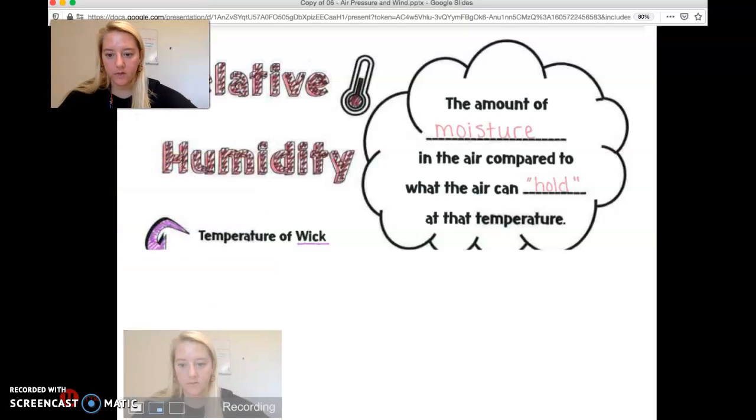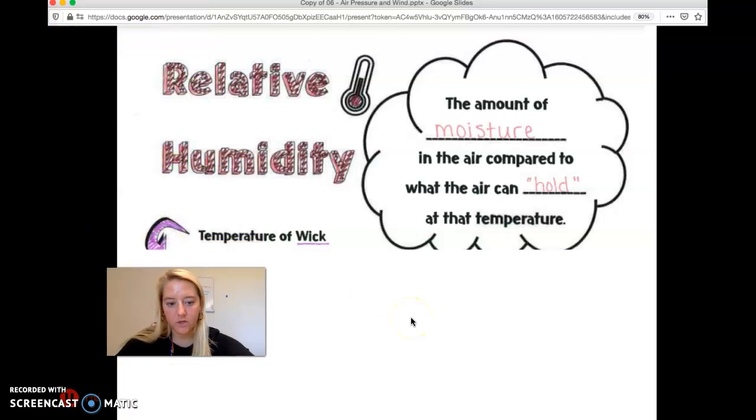Here's where our notes start. So relative humidity is defined as the amount of moisture in the air compared to what the air can hold at that temperature. So there is a threshold of water vapor that can be accumulated in the air. When we reach 100% humidity, that means that we are holding as much water as possible. There's as much water vapor as possible in the air at that time before it rains. So that is why it is generally very humid before it rains. If we're having very dry conditions, that means that there's not that much water vapor in the air.